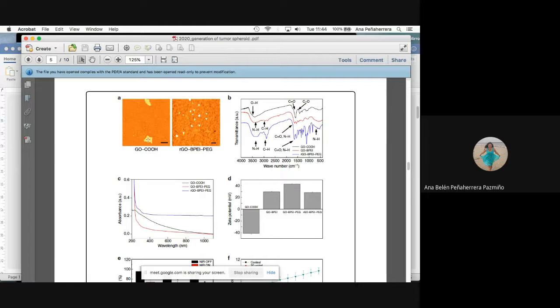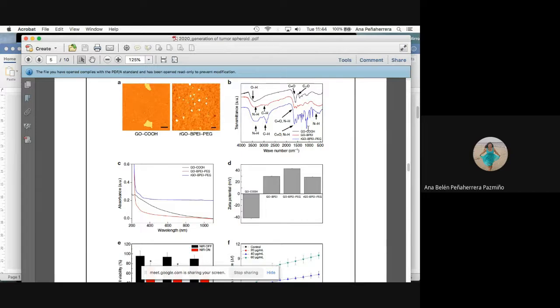So the first one, the graphene oxide, has a size of 100 to 150 nanometers, but in the second, you can see that the shape has changed, and now it has a round shape and a size of 50 to 60 nanometers. Here you see the steps for the functionalization of this compound, and by the spectrum obtained by the Fourier transform IR equipment, we see how the spectrum changes according to the new bonds that are formed.